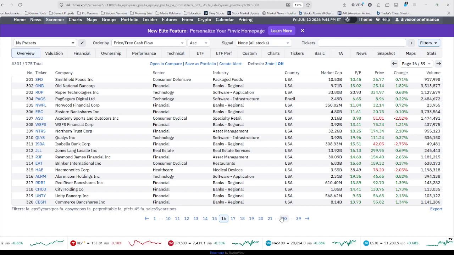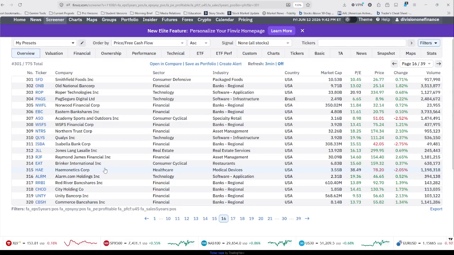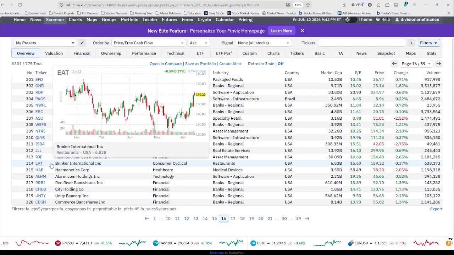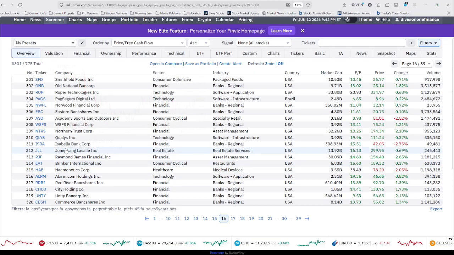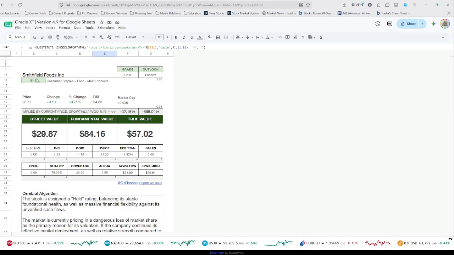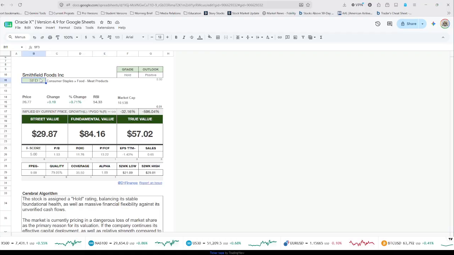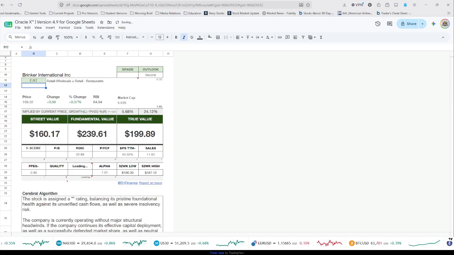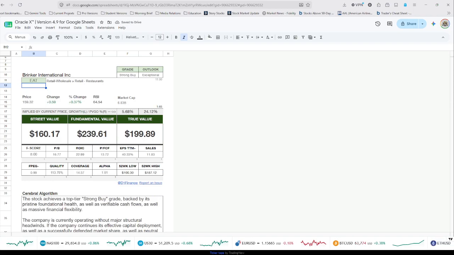Let's take a look at another company then. If nobody has any questions, let's do another name here real quick. All right, let's do Eat, Brinker. Now again, I showed you guys that benchmarking one, but I like to go straight to the pivot indicator. Let's get straight over there. That was Eat, right? Let's go to Eat.